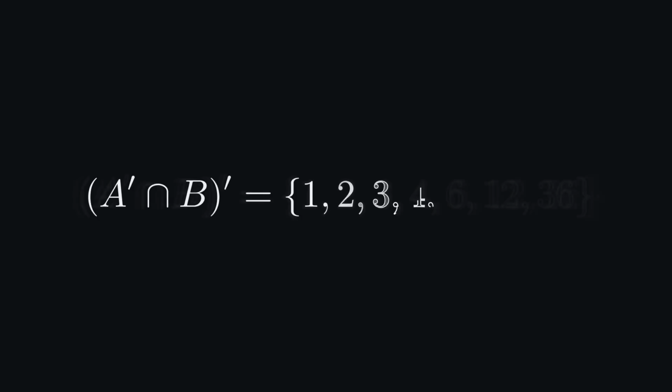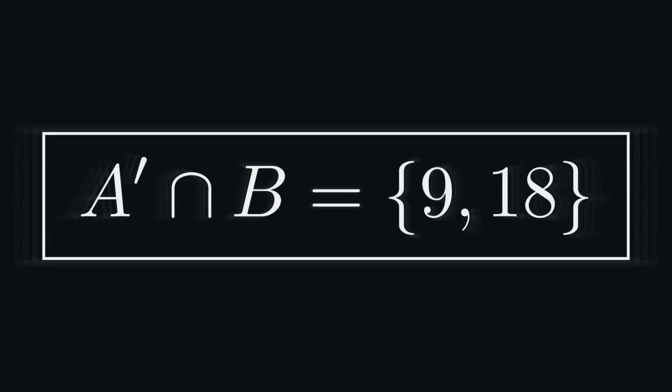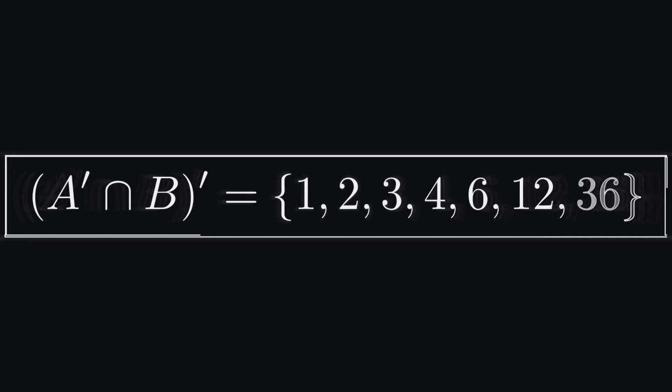Thus, the complement of A' intersect B consists of 1, 2, 3, 4, 6, 12, and 36. The final answer for A' intersect B is 9 and 18. The final answer for the complement of A' intersect B is 1, 2, 3, 4, 6, 12, and 36.